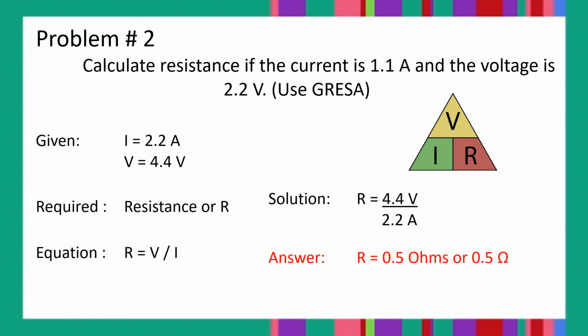So that's it. We are done defining voltage, current, and resistance, as well as calculating the three quantities. You also watched the video on how these three quantities interact together.